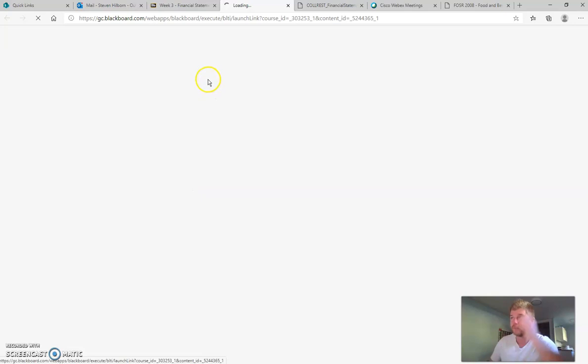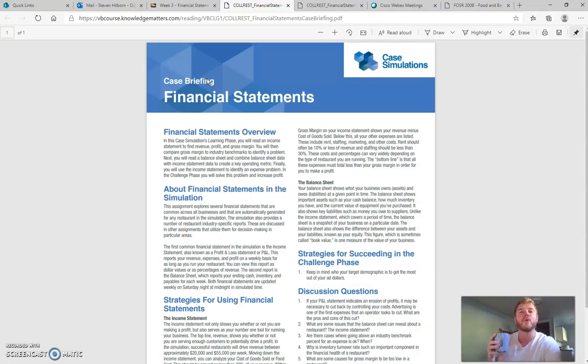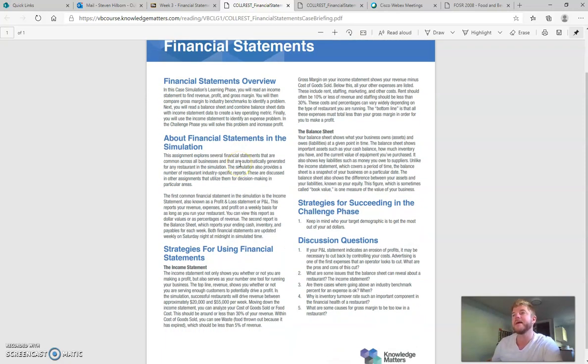Then you'll go into your case briefing, which I'll pull up here for a moment. That gives you an idea of what you're walking into and the scenario that you're walking into. As you go through your case briefing, I want you to look at the overview of what's happening. How do we use financial statements in this simulation? It's something you should almost be looking at weekly. So every time you run a week, open that up, take a look at it. The income statement for sure, more so than the balance sheet. It'll tell you what's happening in your particular restaurant and the areas that you need to work on.